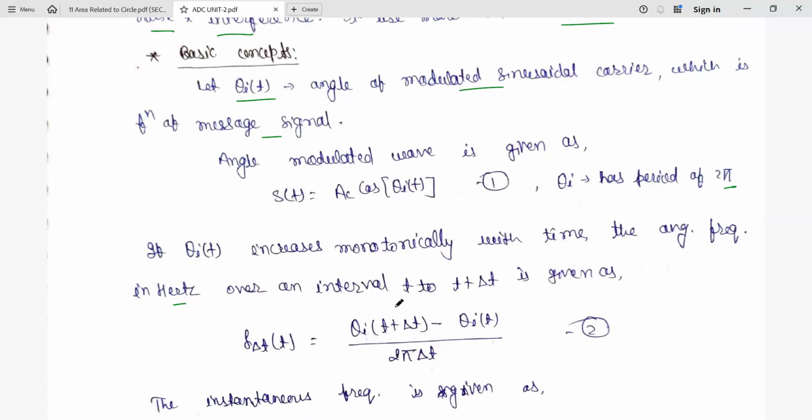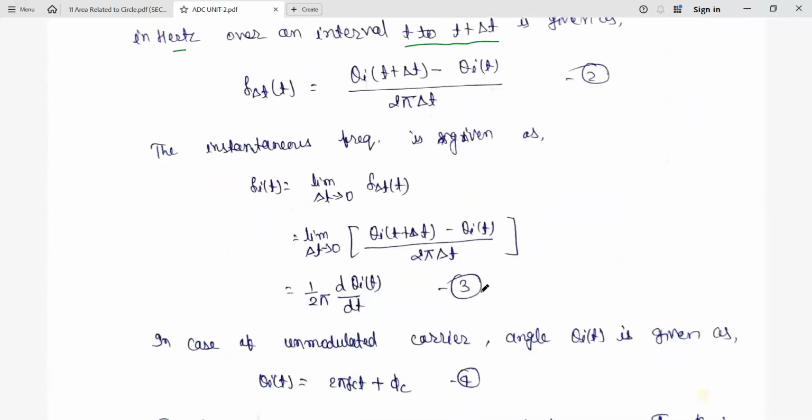So in this particular interval of time, how this value is going to change, t to t plus del t. Del t is a small interval of time. And here we are going to use the concept of limit, and then we'll find the value. So now this frequency is a function of t here, that is given as theta i at t plus del t minus theta i at time t, divided by 2 pi del t. So this instantaneous frequency, we have fi of t. That fi of t is the limit when del t tends to 0 of equation 2.